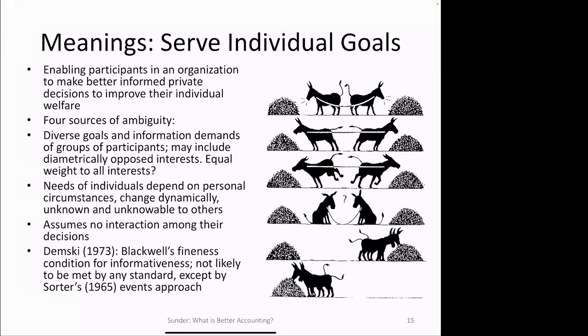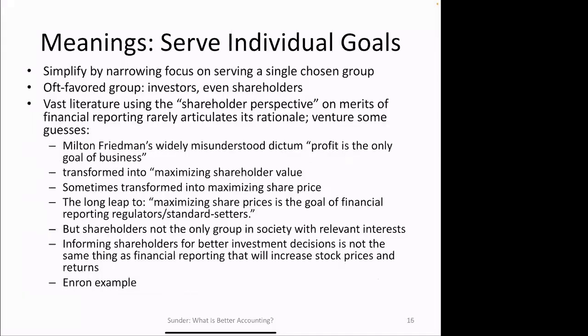It's very difficult, there are so many different classes of individuals whose goals financial reporting should serve. And different researchers and research programs have chosen different approaches. And those individual goals will not get you to the same solution. Even if you define that individuals should be shareholders, it's not clear that individuals are the only group in society whose interests are relevant to accounting. Informing shareholders for better investment decisions is not the same thing, as you know, as financial reporting that will increase stock prices or returns, of which Enron is a great example, but I won't go into that.